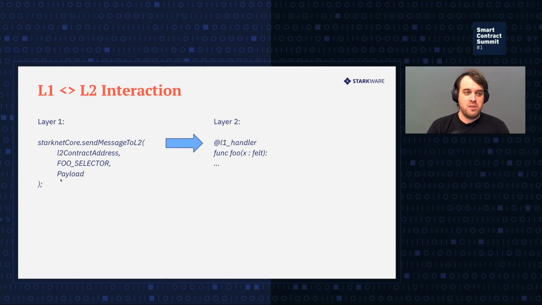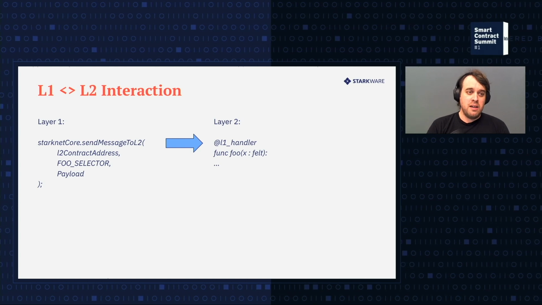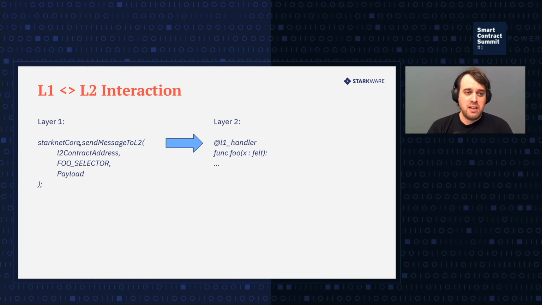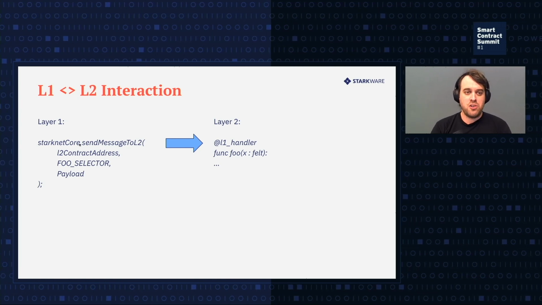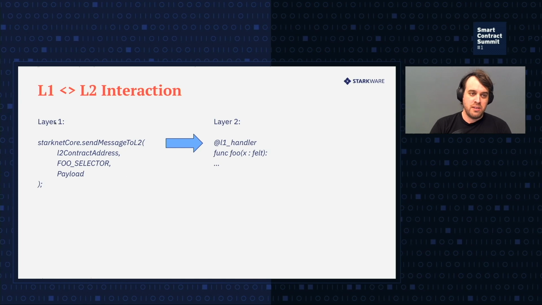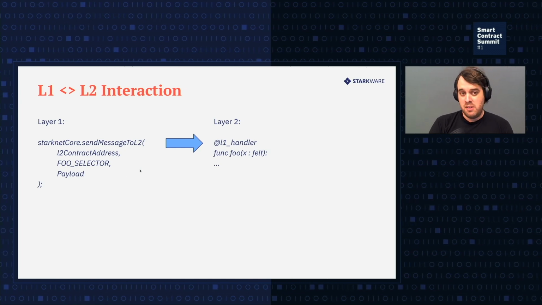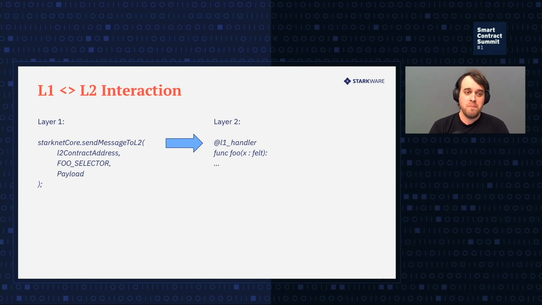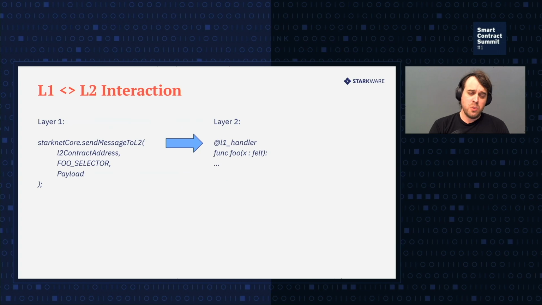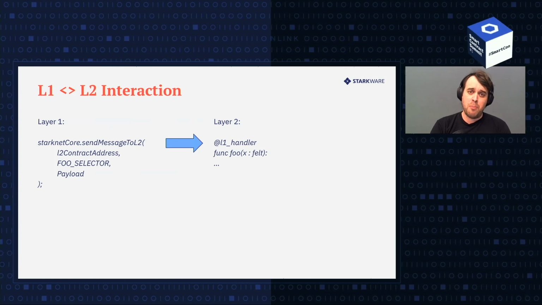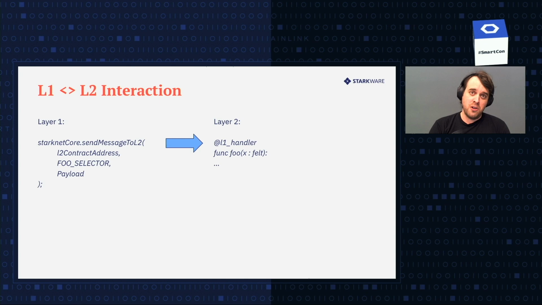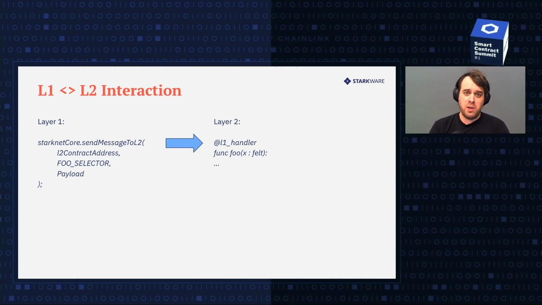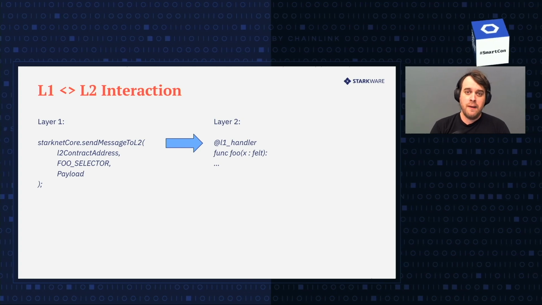On one end of the interaction, we have the Solidity contract that sends messages to layer 2, and it uses the StarkNet core send message to L2 function on the left here. As input, this function receives the layer 2 contract address we're interested in interacting with, the function selector, which is an identifier that allows the operating system to find the relevant function that we want to interact with, as well as a payload that contains the information we are interested in sending to that function.